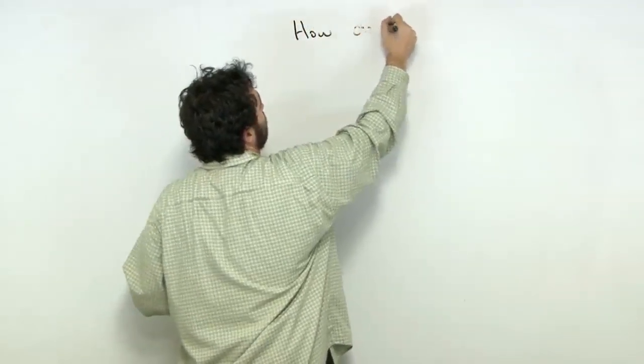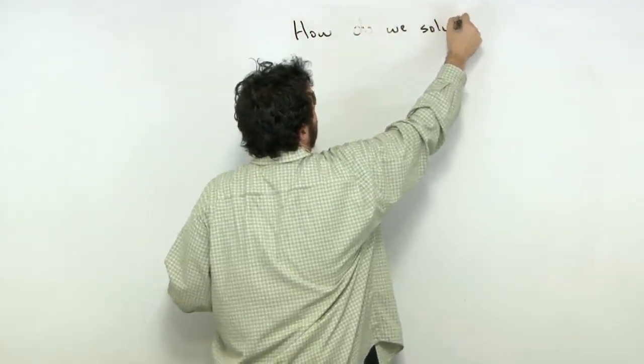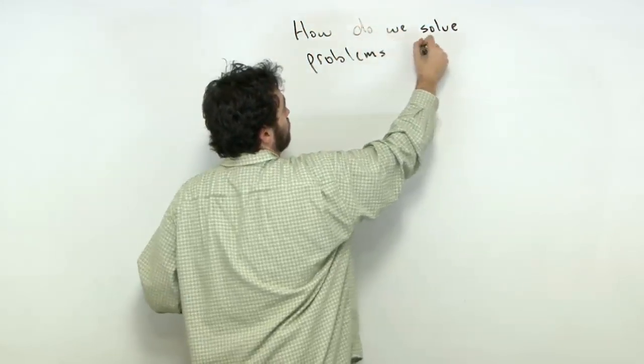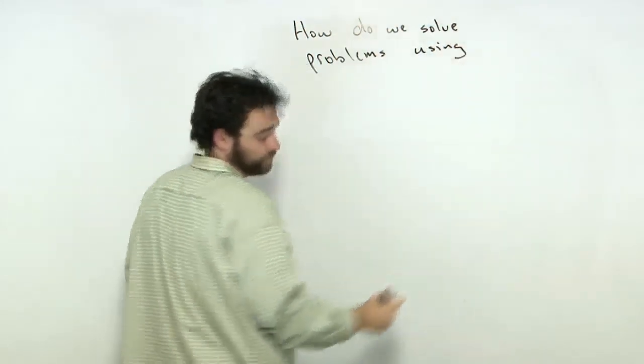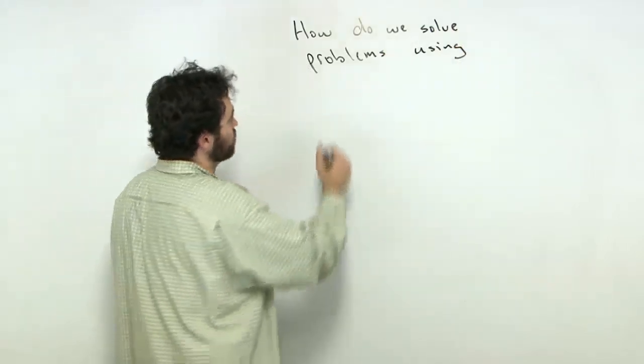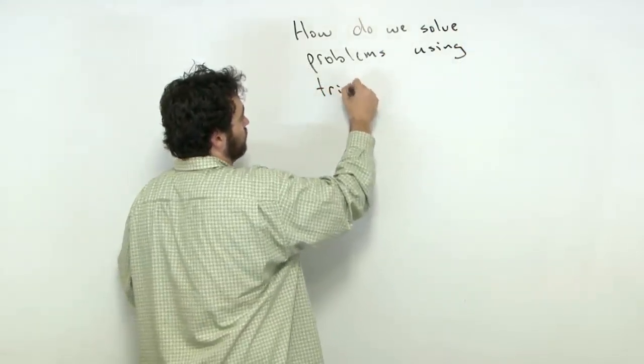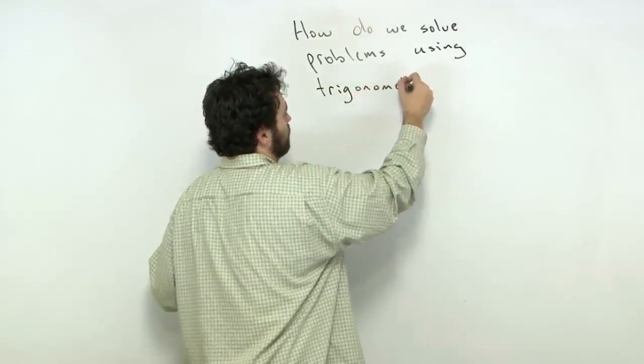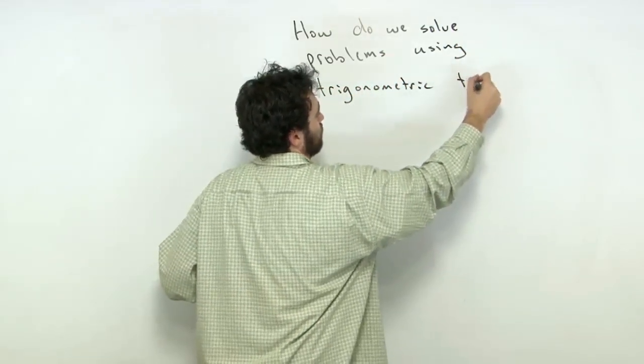How do we solve problems using the trigonometric triangle?